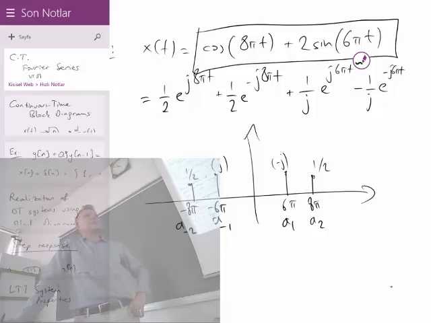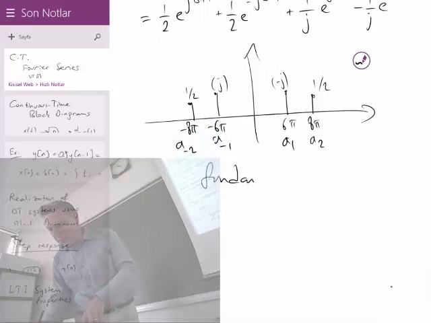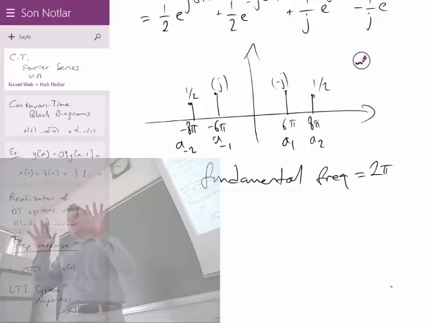Because 6 pi and 8 pi have a common divisor, 2. So, as a matter of fact, the fundamental frequency is the common factor of 6 pi and 8 pi, which is 2 pi. 6 pi is 3 times 2 pi, and 8 pi is 4 times 2 pi. So the fundamental frequency here is 2 pi, and all of the harmonics are integer multiples of this.